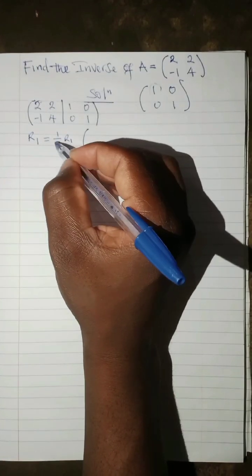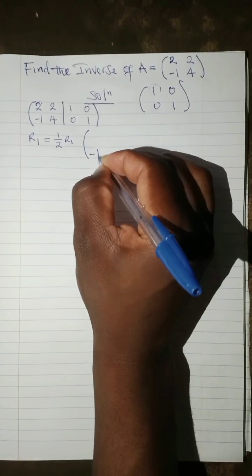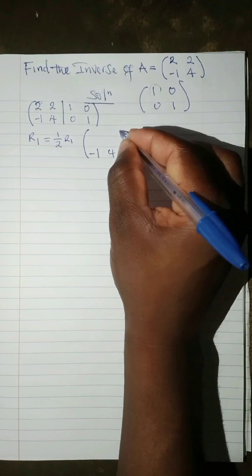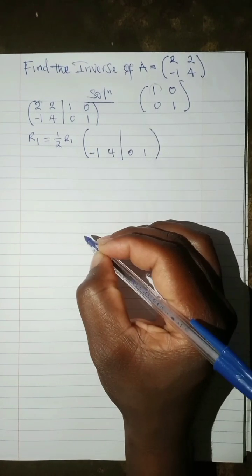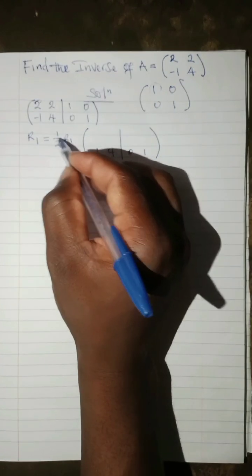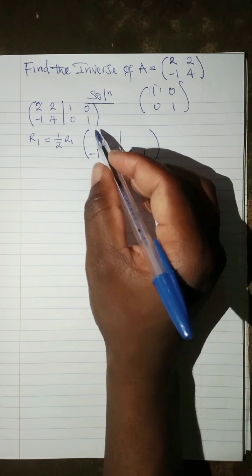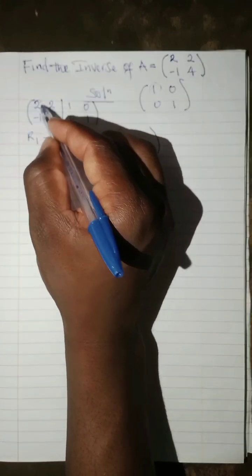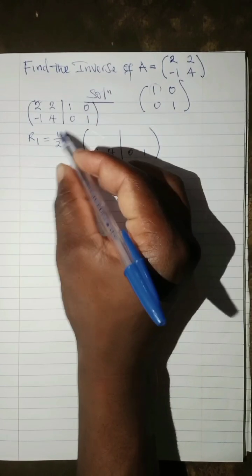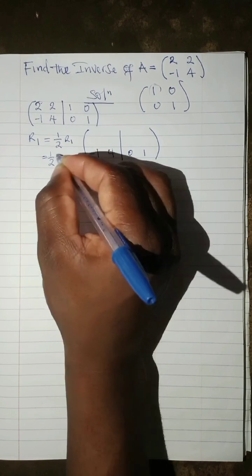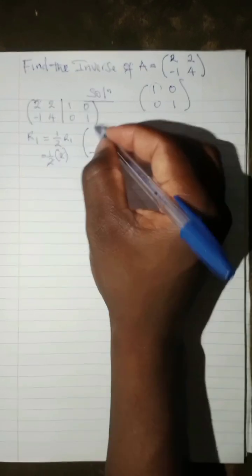We have started with row 1. This means that row 2, we are not touching it. So -1, 4, 0, 1, like this. Okay? So, 1 over 2, we are just dealing with row 1 first. On the first part, there is 2, which is on row 1. So, when we put our 2 here, it will be 1 over 2 times 2, and the 2 and 2 will go.